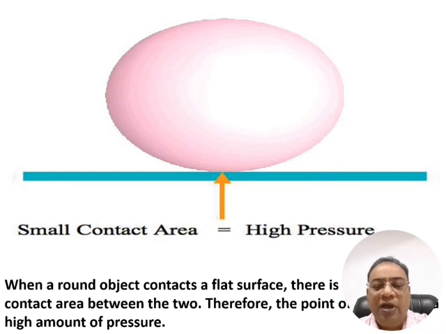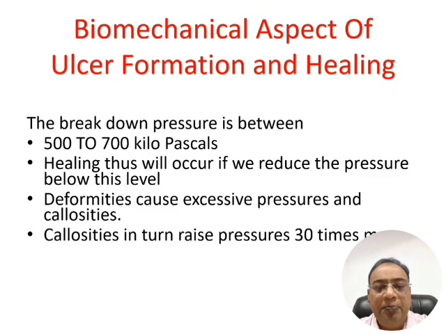Just like our metatarsal heads, which are rounded in shape, once a rounded object comes in contact with a flatter surface, there is a higher pressure point between the two contact areas. Hence, ulcer formation or skin breakdown can happen. Skin breakdown usually happens between 500 to 700 kilopascals. Once we reduce the pressure below 500 kilopascals, then healing starts.